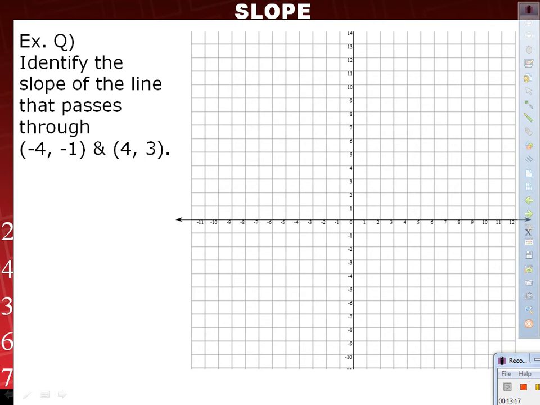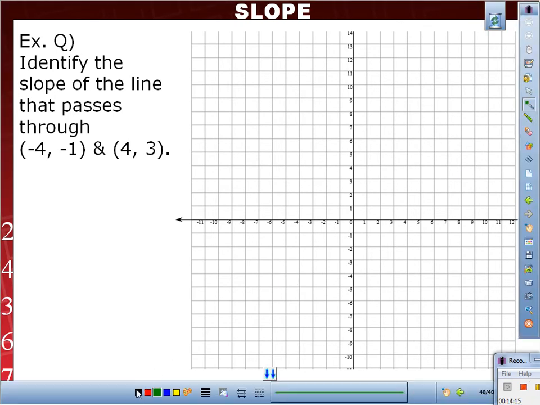So what we're going to do first, which I believe is probably the easiest way of identifying the slope, is by using the coordinate plane. Okay? We're going to plot our points, we're going to graph a line, and then we're going to find our slope. So let's do that first. Let's do it together. Let's plot negative 4, negative 1. Negative 4, negative 1 is right there. Plot your points. And then 4, 3 is right there.